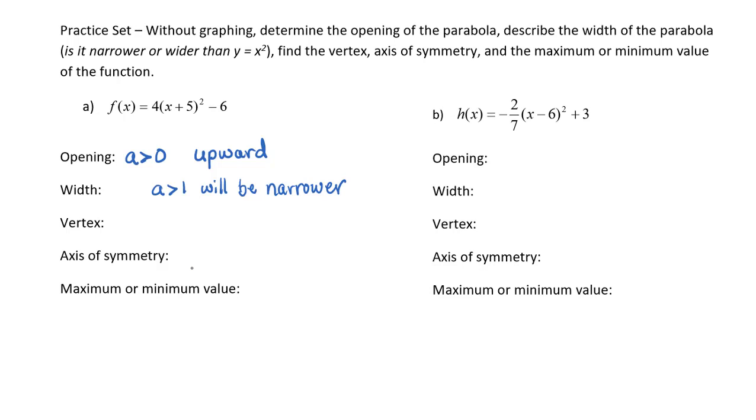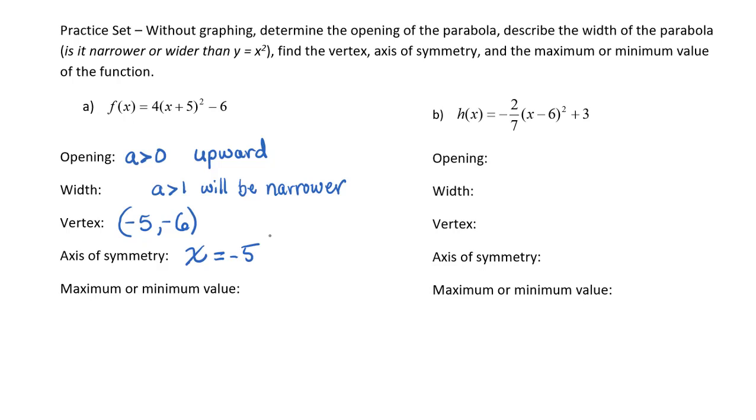Our vertex is at the value of h, which is negative 5, and our height, which is shifted down, so negative 6. Our axis of symmetry is always the x value in the vertex, so x equals negative 5.